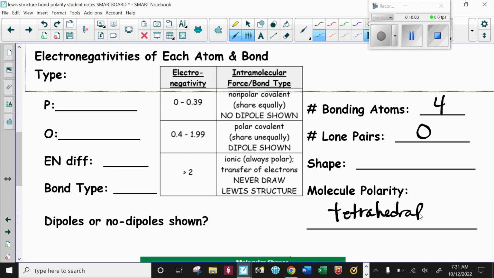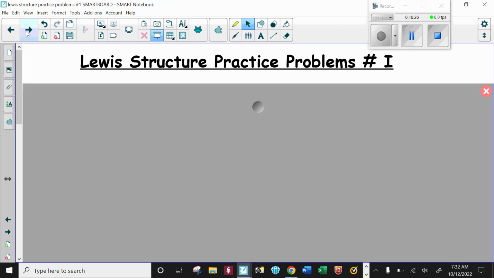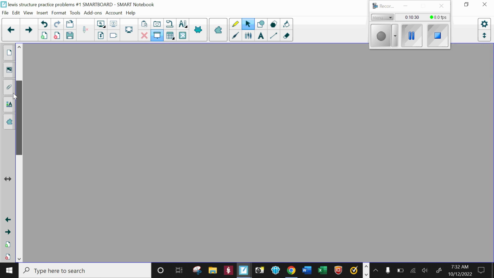Okay, so at this point, what we need to do is take a look at our Lewis structure practice problems homework, where we had worked problems 2, 3, 5, and 6, and we need to identify their shapes as well. So we want to get out the Lewis structure practice problem. Okay, so we had to do number 2.